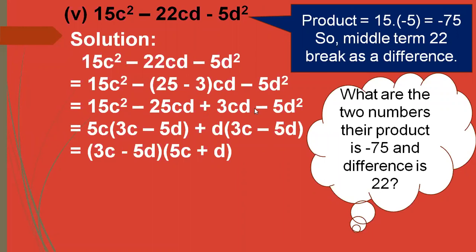Now there are altogether 4 terms. 5C is common. Then what is left here is 3C minus 5D. And here is left D. Look, D is common here. Then what is left inside this bracket? 3C minus 5D here also. In the last 2 terms, D is common, then 3C minus 5D is left. Look here, both the remaining brackets are the same. That means we have done it correctly. If you take 3C minus 5D common, then 5C plus D is remaining in the bracket.